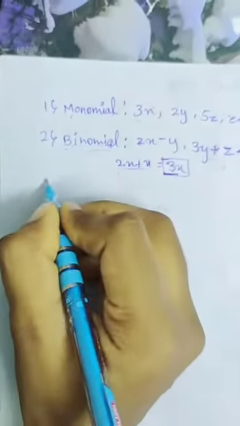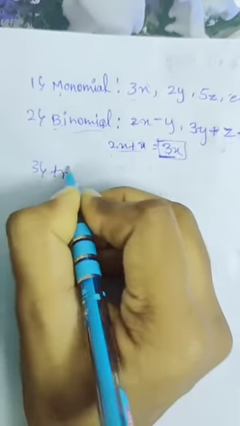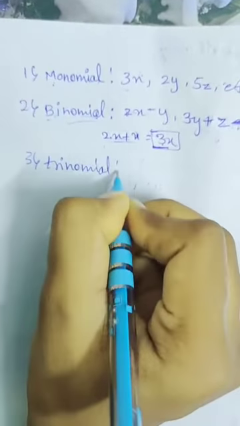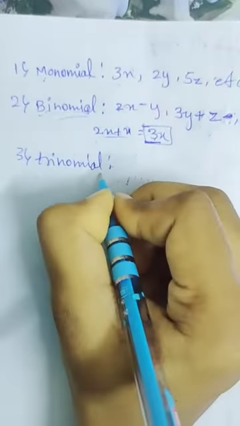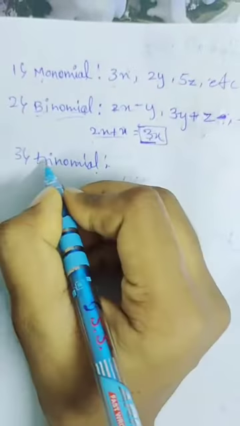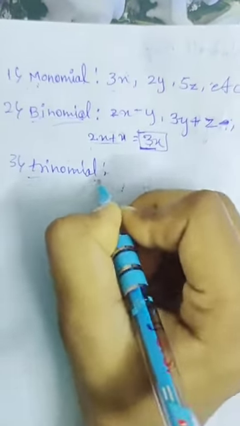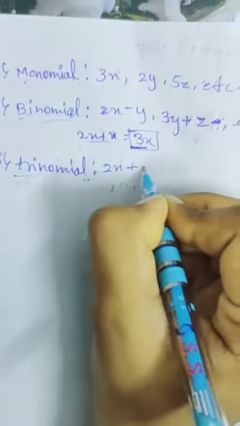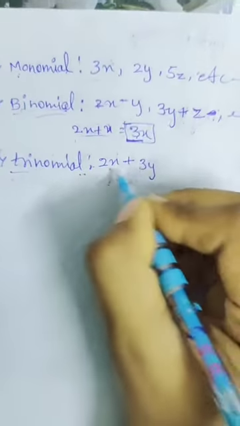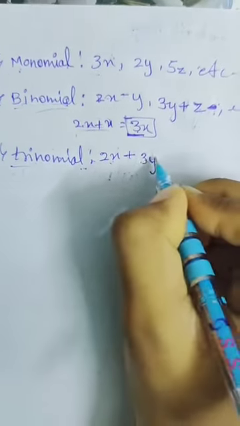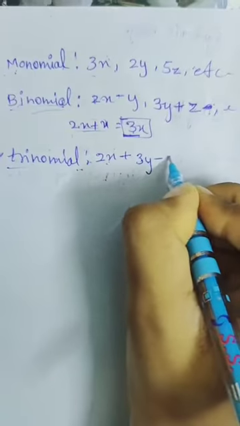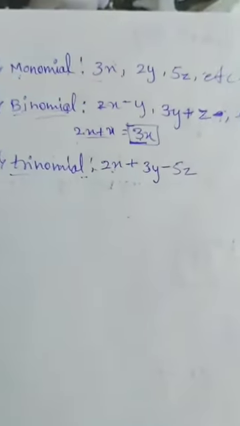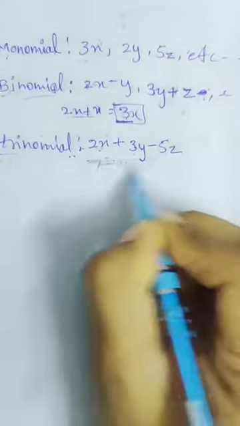Third one is trinomial. In this case also we have to mention unlike terms in the definition. Trinomial means an algebraic expression having three unlike terms. For example, 2x is one term and plus 3y is another term. Here it is two unlike terms. We should have three unlike terms. Minus 5z. Here we have three unlike terms. So this type of algebraic expressions are called trinomials.